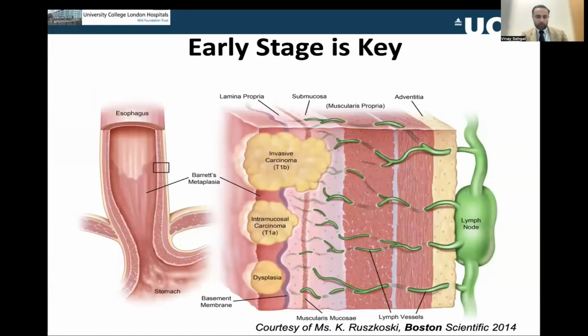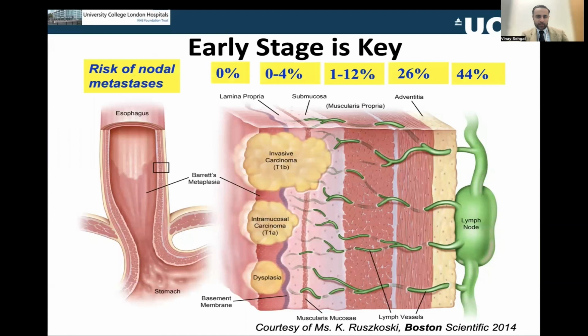We are aware from large-scale studies looking at endoluminal clearance that if we can detect and treat Barrett's esophagus at an early stage, and by that I mean mucosal or superficial submucosal disease, the risk of lymph node metastases is negligible. However, when the disease is more deeply invading into the deep submucosa and muscularis, the risk of lymph node metastases increases exponentially, and in these patients, surgery or chemoradiotherapy is necessary.